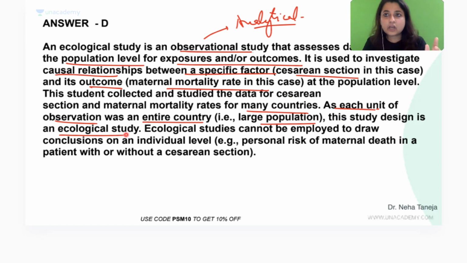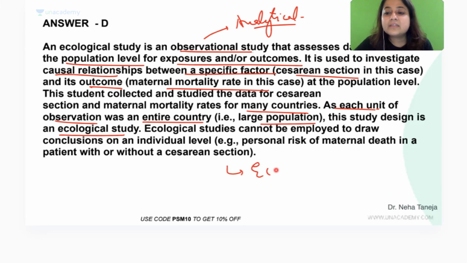For ecological, the buzzword would be correlation study. You are studying the entire populations, comparing whatever rates between different populations using secondary data. Is that okay, everyone? All right. Ecological studies cannot be employed to draw conclusions on an individual risk. Example, the personal risk of maternal death in a patient with or without a C-section.